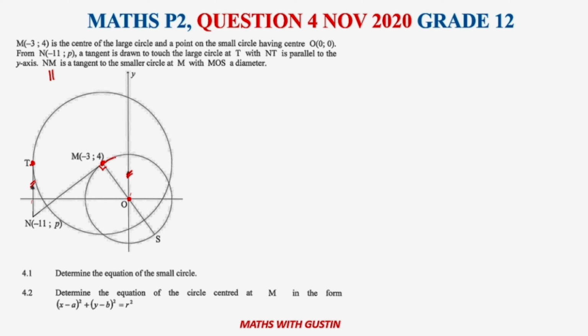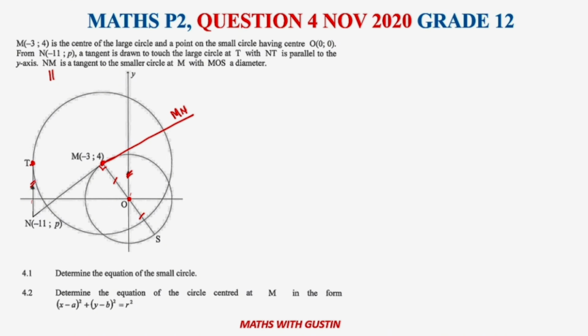Let's just extend this tangent here so that we can see it clearly. There you go. I'm extending this line here, which is MN, which is a tangent to the small circle with MOS a diameter. Oh, MOS is a diameter. Okay, therefore meaning that this is the radius. This is the radius. They are equal. Okay, great stuff. So now we have managed to read that.